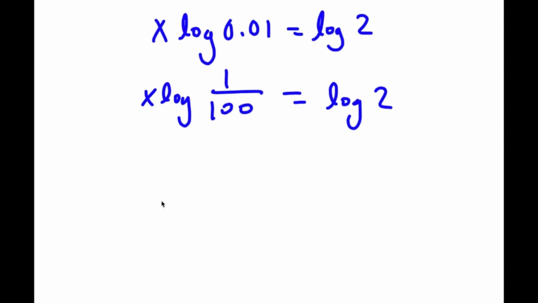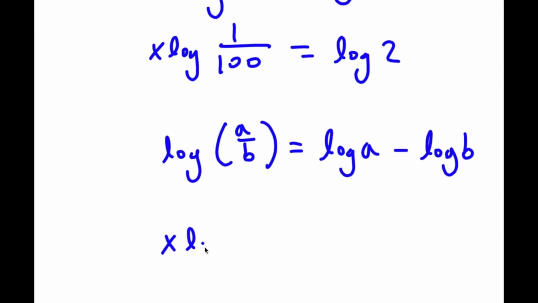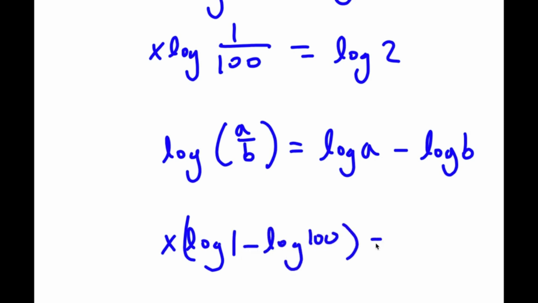Now if I have something in the form log a over b, this is equal to log a minus log b. So in this case, I have log 1 over 100. I can rewrite this as x times log 1 minus log 100. This is equal to log 2.